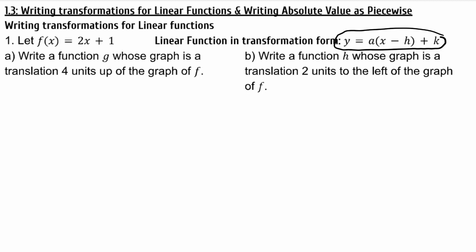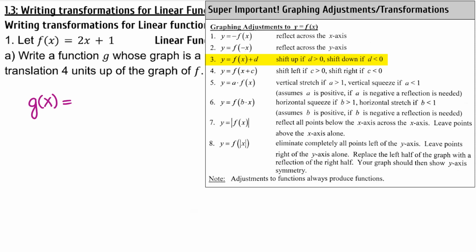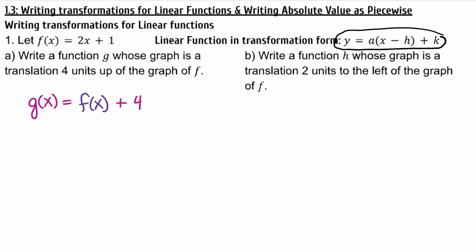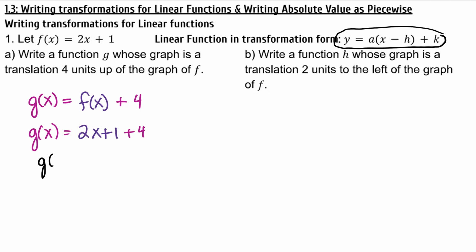So if f of x is 2x plus 1, write a function g whose graph is a translation 4 units up from the graph of f. Remember, a vertical translation just means adding or subtracting that number to the end of the function. Now plug in and simplify. And there's our transformation.